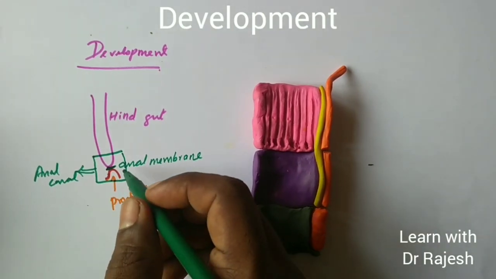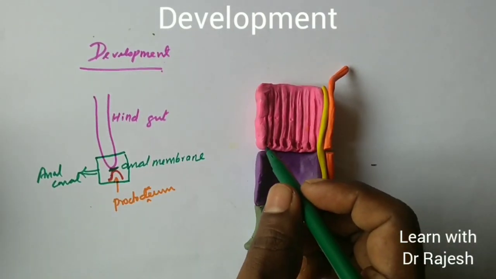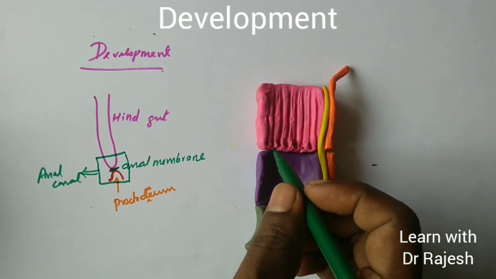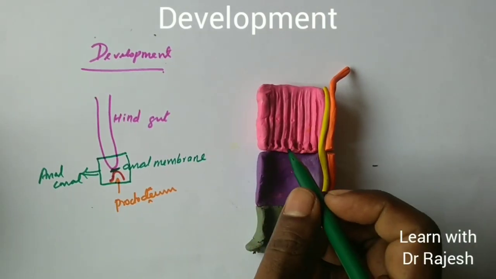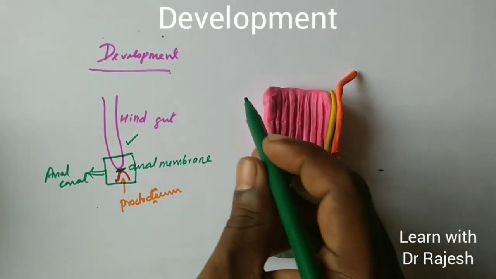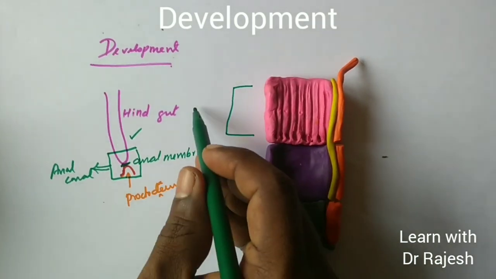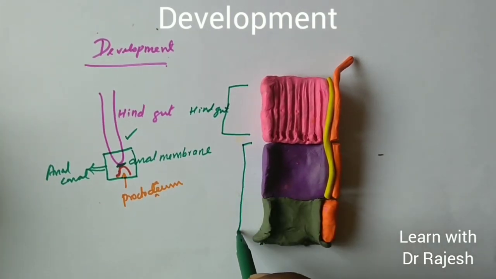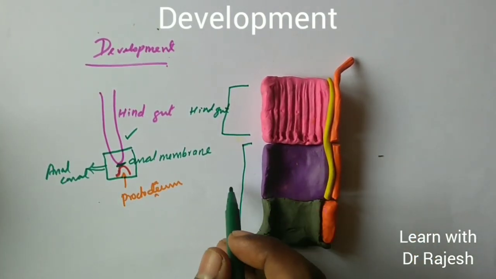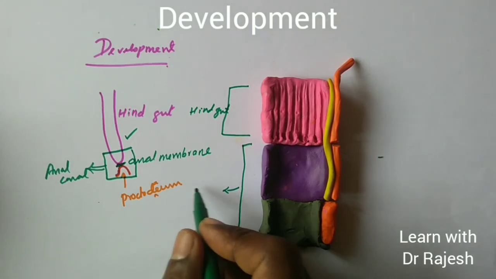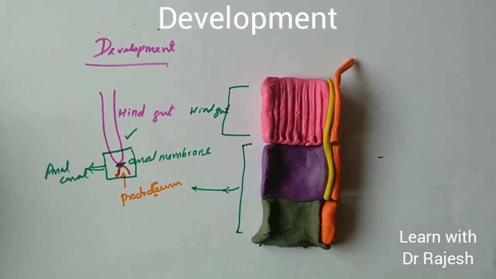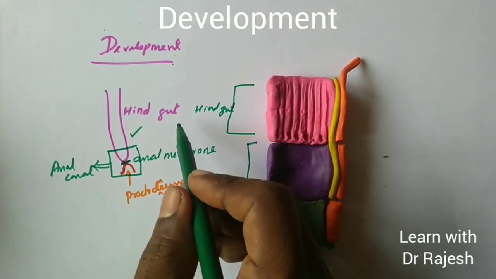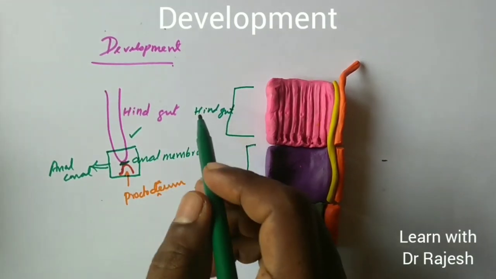During development, this anal membrane will rupture. That will be represented here along the anal valves. Whatever tags you are seeing here are actually the ruptured anal membrane. Above this will be developed from the hindgut, and the lower part below the pectinate line is going to develop from the proctodeum. Hence the area above the pectinate line will be lined by the lining epithelium of the hindgut itself.